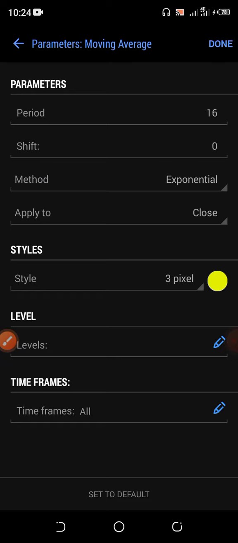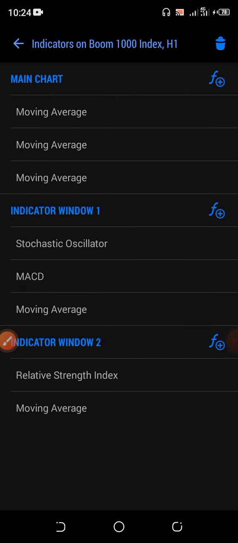Then the moving average, this time I am using 16. I did not repeat any of the moving averages I have there, because I will use the ones on the main chart to see the current movement from 12, 21, and the 50. Then use this 16 to see the middle between the 12 and the 21. All right? Good.